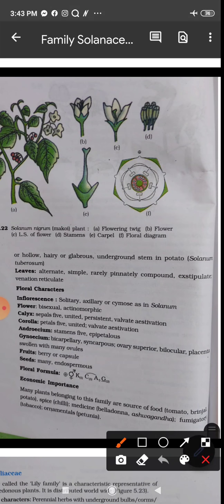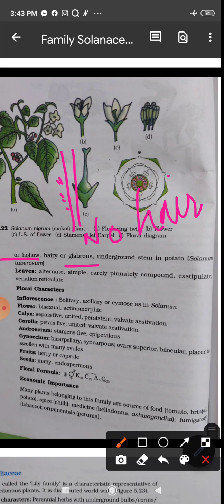So it also says here that there are certain stems which may be hollow, right? Some stems may be hairy, means small hair-like structures may be there on the stem, whereas some may be glabrous. Glabrous means no hair. So they are not hairy, glabrous, right? No hair. Then we also find that there are some underground stem in potato, right? We just now in the beginning read that stem is aerial.